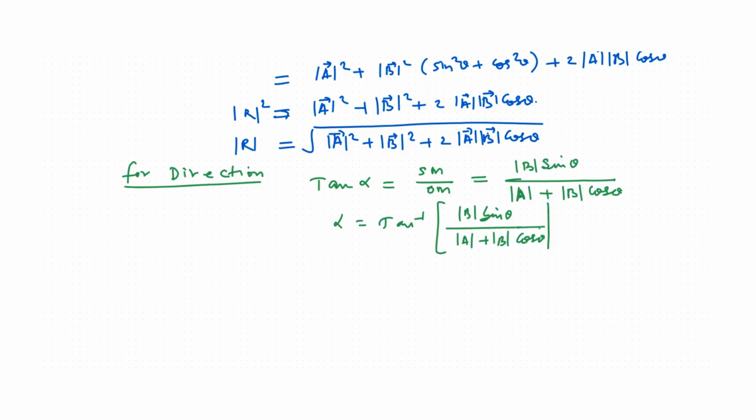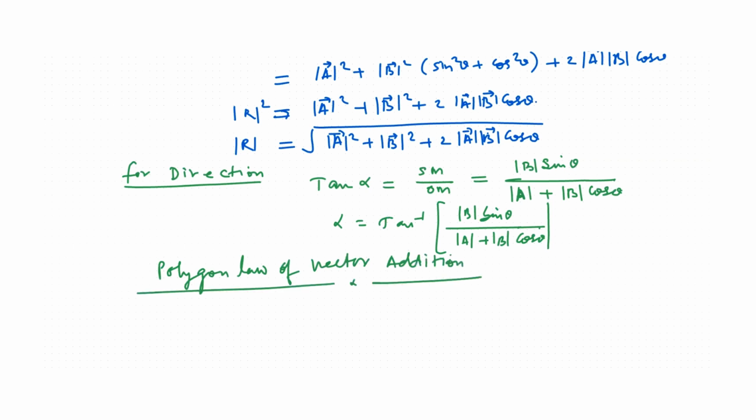Okay. And then there is a law called the polygon law of vector addition. Now, this law is applicable when you have more than two vectors, and it's pretty simple to understand.